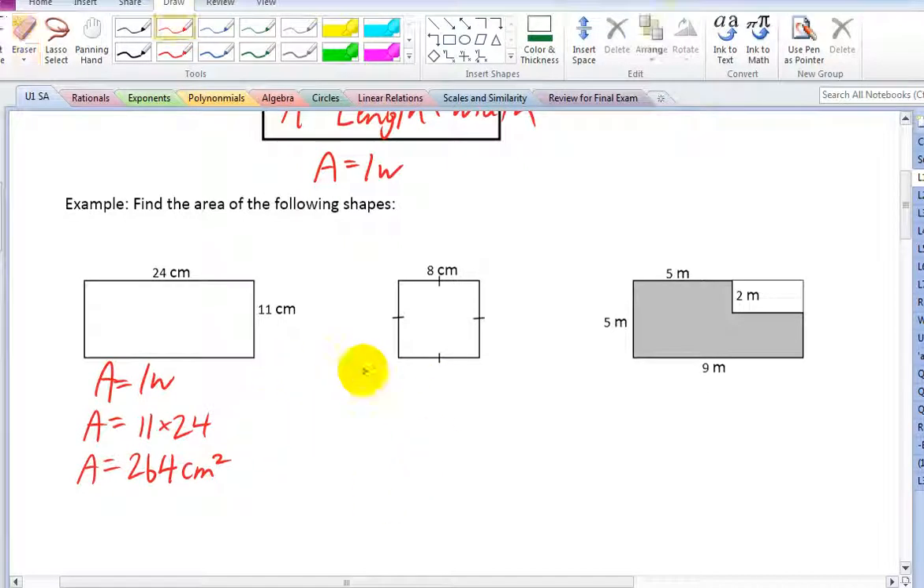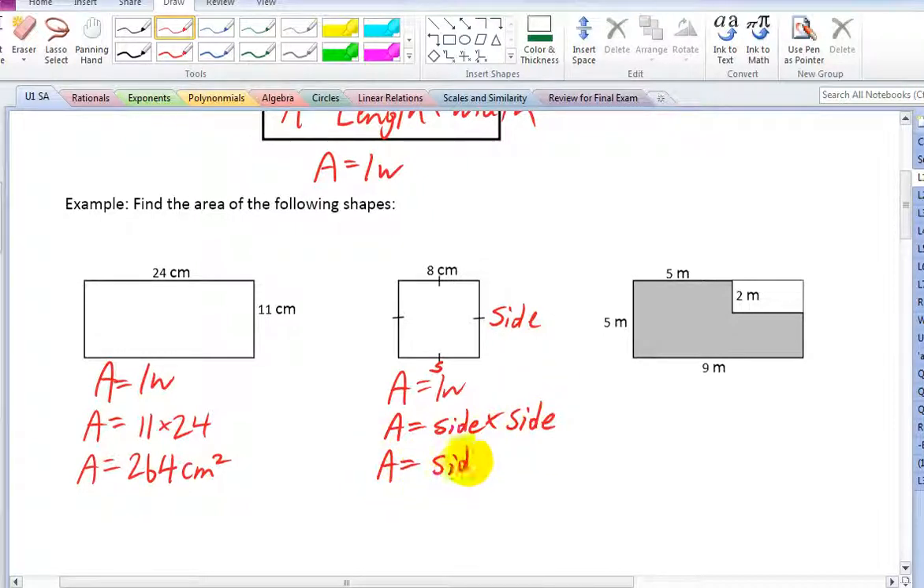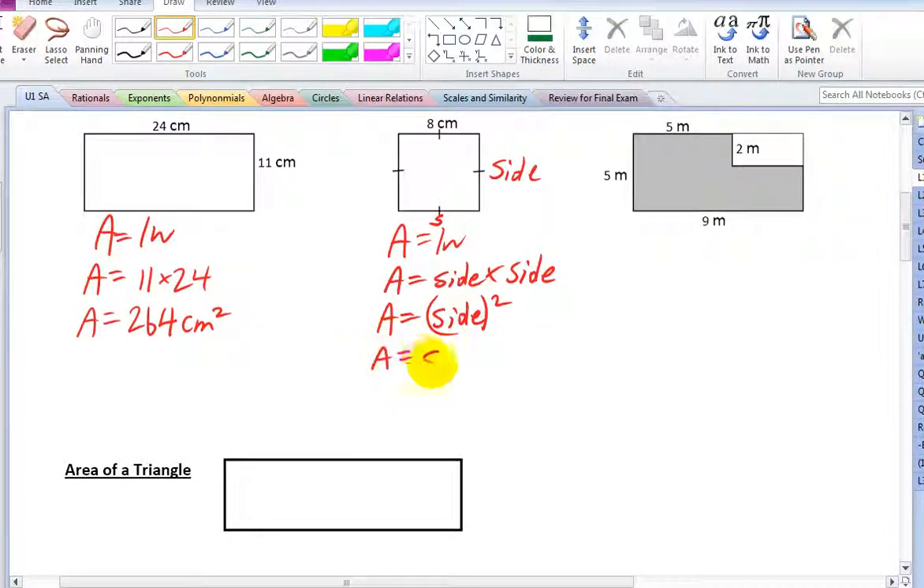Next one. If a square is still LW, but since it's side length and side length, okay, we change that to side times side, and we use exponents. It's going to be side squared, and the reason why I wrote side is because the S looks like a 5. So really, you're just going to start right here. Area equals S squared. All the other stuff is just for you to know. Okay, and so for us, it's going to be 8 squared. It's going to be 64 centimeters squared.